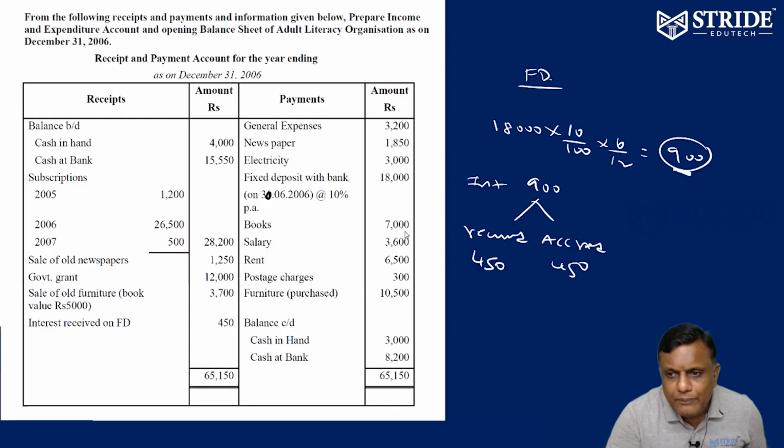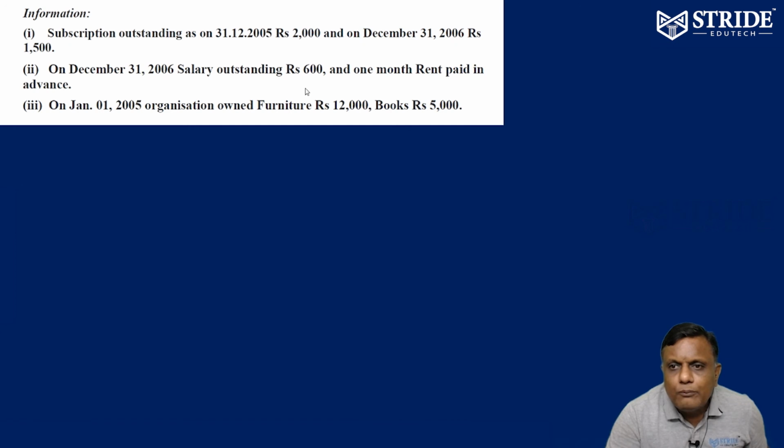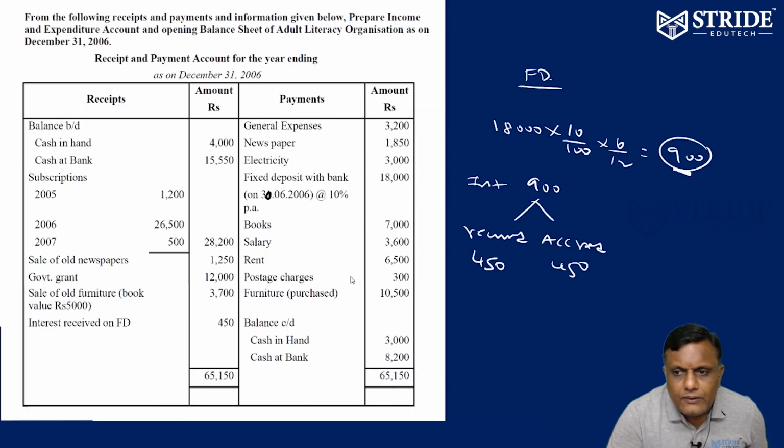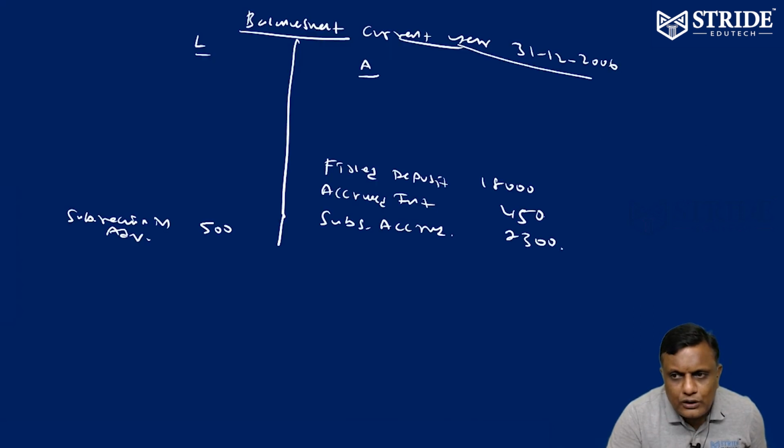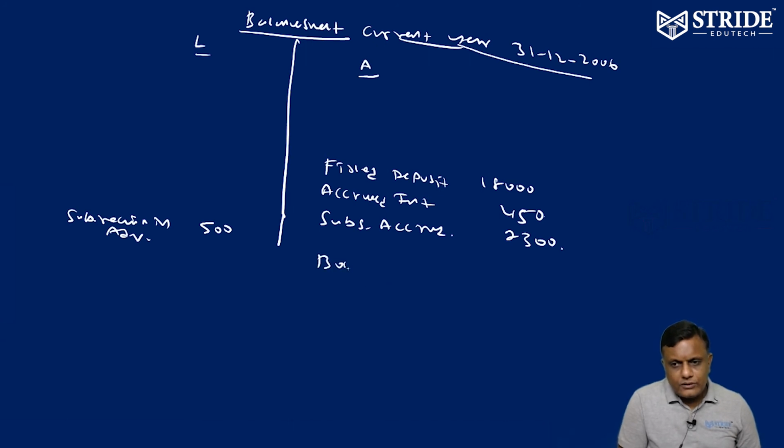Books we have purchased 7,000. Now books already opening we are having how much? 5,000 books we are having, plus 7,000 books purchased, minus 5,000 books sold. So the book account we have to adjust now.